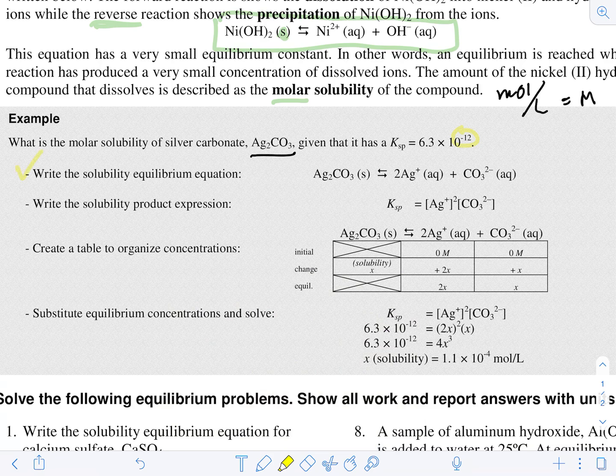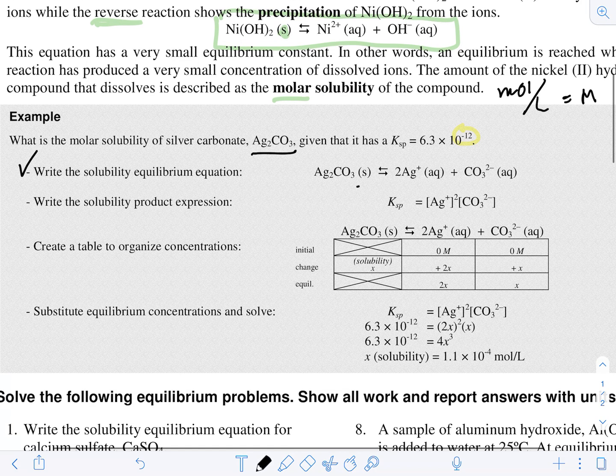The first step is, once you have your substance, you want to write a chemical equation based on that formula. They've put the solid on the left. Notice that on the right, when you're looking at the subscripts of each ion, you want to make that a coefficient. Because there are 2 silver in the formula on the left, it becomes the coefficient on the right. The other thing is, you want to pay attention to charges. Notice that we have a positive charge for silver and a negative 2 charge for carbonate.